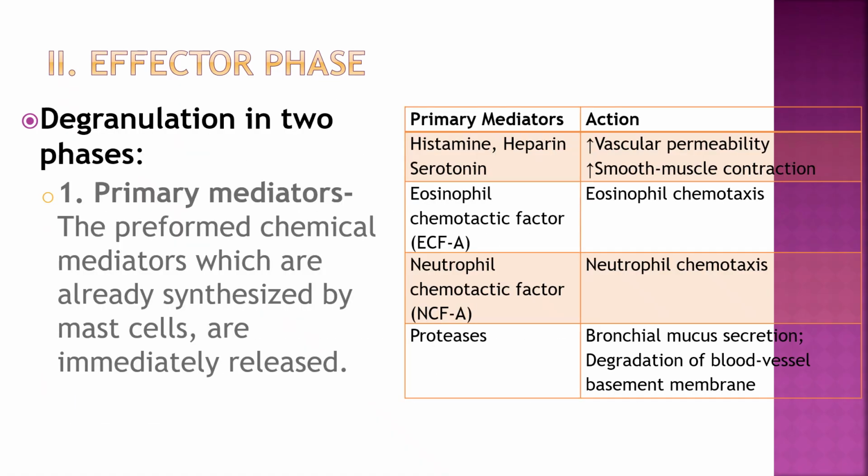Effector phase, degranulation in two phases. First, primary mediators: the preformed chemical mediators, which are already synthesized by mast cells, are immediately released. Examples are histamine, heparin, serotonin. They increase vascular permeability and smooth muscle contraction. Eosinophil chemotactic factor causes eosinophil chemotaxis. Neutrophil chemotactic factor causes neutrophil chemotaxis. Proteases cause bronchial mucus secretion and degradation of blood vessel basement membrane.